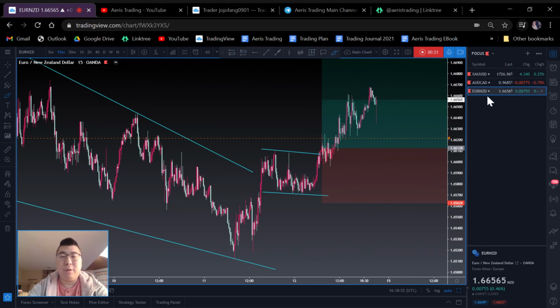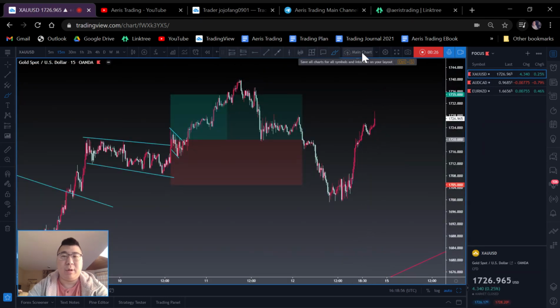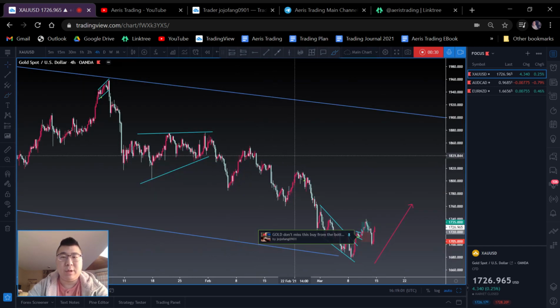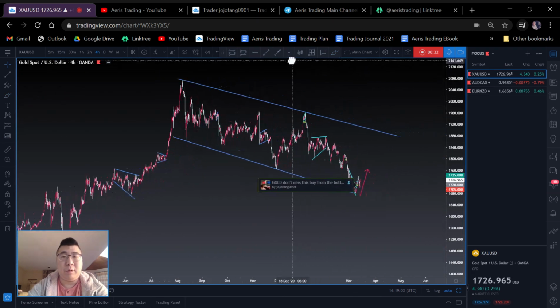Let's go through what my approach is on these trades, and then my management, my stop loss, my take profit, etc. So let's start off with gold. Gold was my first trade of this week. I've been talking about gold for a month now.